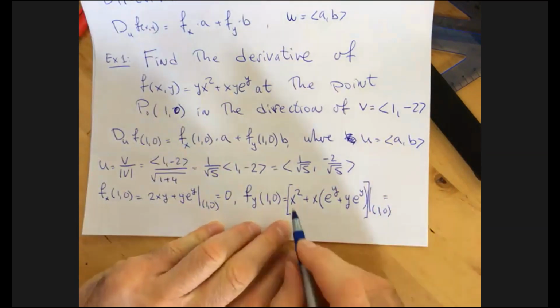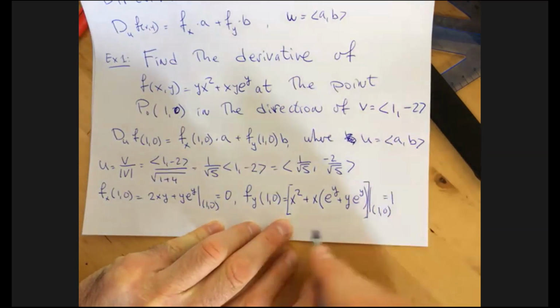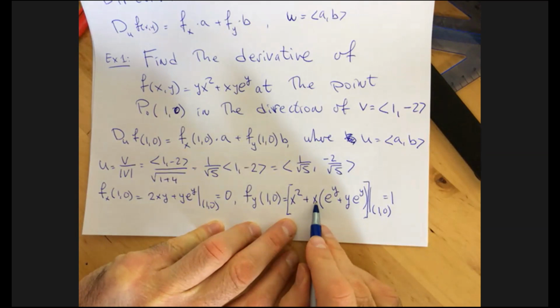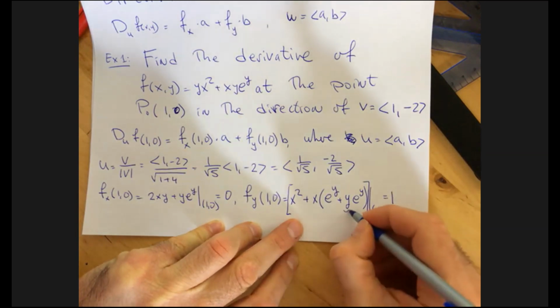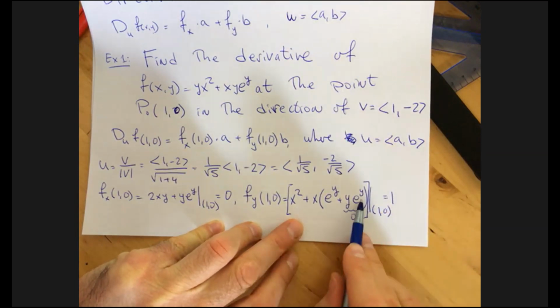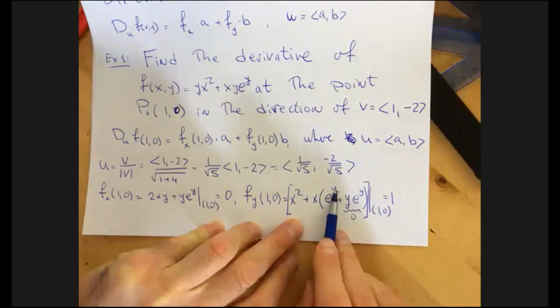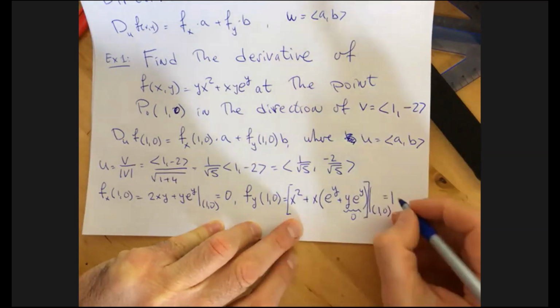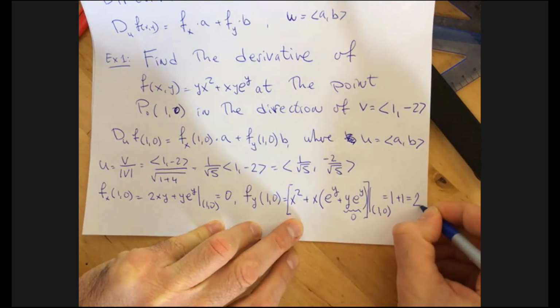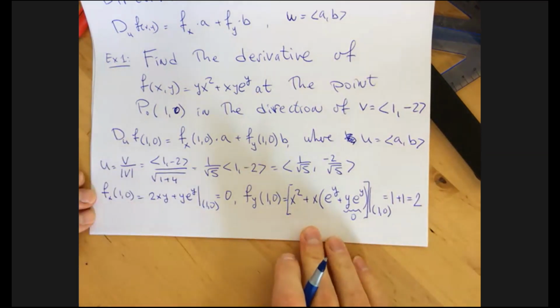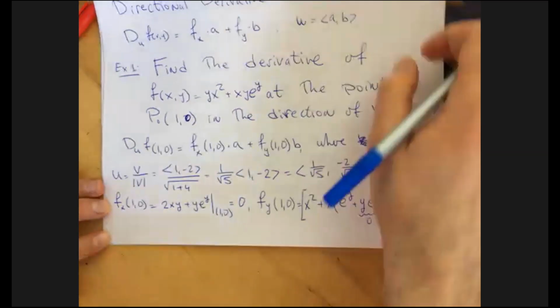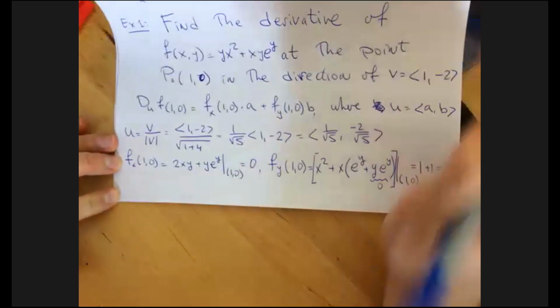well, what do we get? 1 squared is 1, plus 1 times, this guy here is just going to be 0, because 0 times 1 is 0, but this is going to be e to the power 0 is 1, so 1 times 1 is 1, is equal to 2.